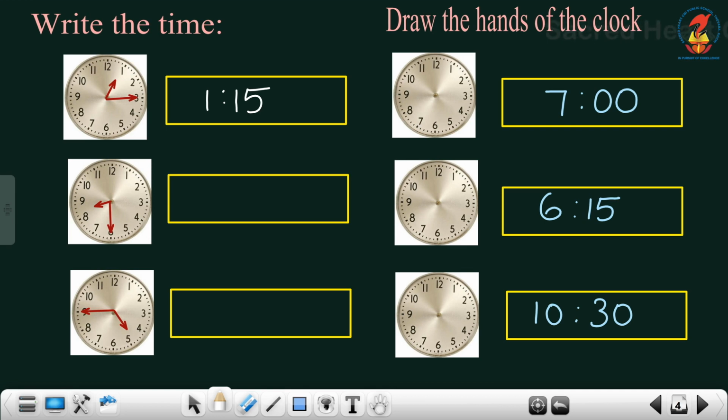Okay. Now look here. Our hour hand is in between 8 and 9. So after 8, at which number is our minute hand? On 6. So what is the time? 30 minutes. So the time is 8:30, 8:30.